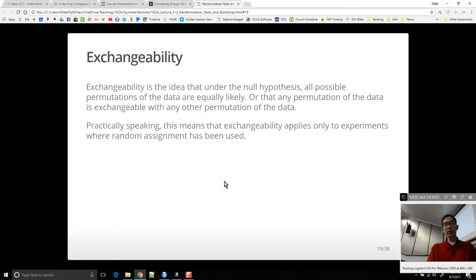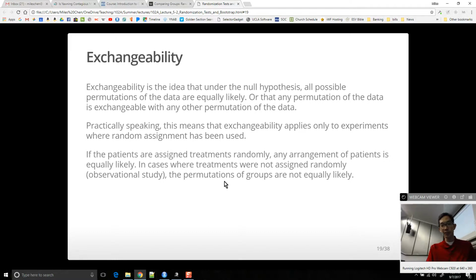So only in situations with random assignment do we have exchangeability, okay? If the patients are assigned treatments at random, any arrangement of patients is equally likely, and in cases where treatments were not randomly assigned, then the permutations of groups are not equally likely.